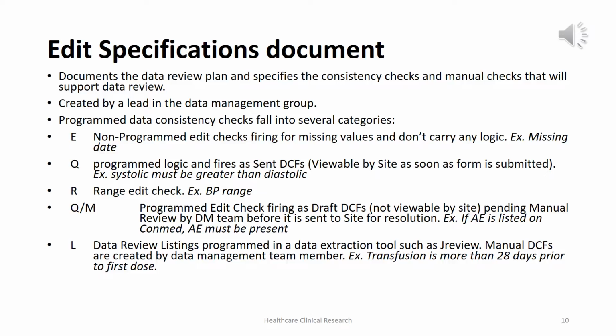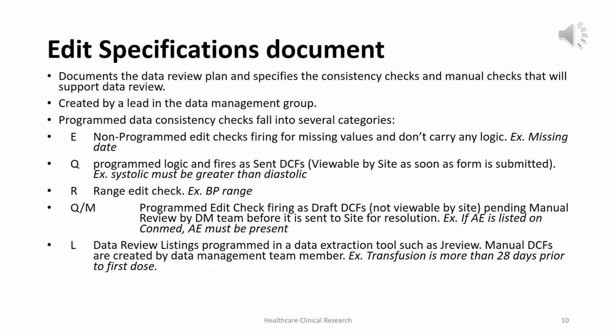We have E-checks, which are non-programmed edit checks firing for missing values, and they don't carry any logic. For example, they might fire if we're supposed to record a date and we skip it, and so it's missing. Think of it as when you go to Amazon.com and buy something, and at the checkout cart it asks for your credit card number, and you try to skip over that, or maybe you don't enter all the digits on your credit card. It won't allow you to continue until you do that. So these work in a very similar fashion.